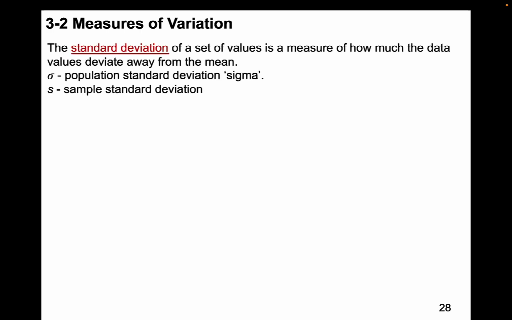A new term for us. The standard deviation of a set of values is a measure of how much the data values deviate away from the mean. Two symbols that we're going to add to our StatCrunch reference sheet now. Please take that out. If you don't have your StatCrunch reference sheet out, please take that out now. And we're going to add two more symbols to it.